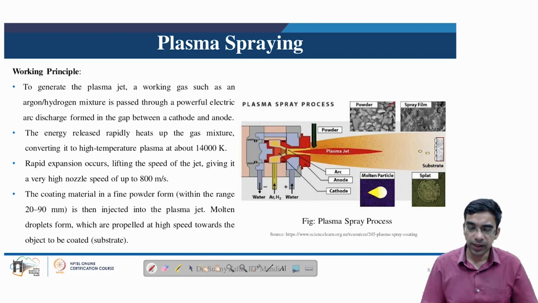Sometimes the plasma spraying equipment may also be cooled using water. So this water going in and water coming out is basically used for cooling the gun because of the high temperature generated by the plasma jet.